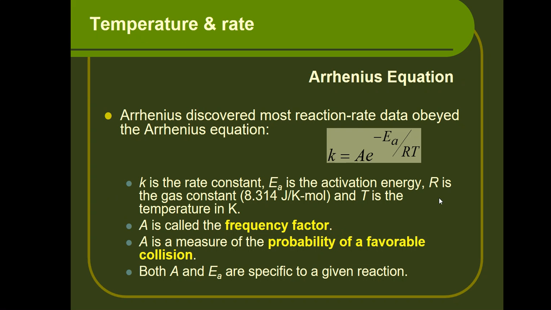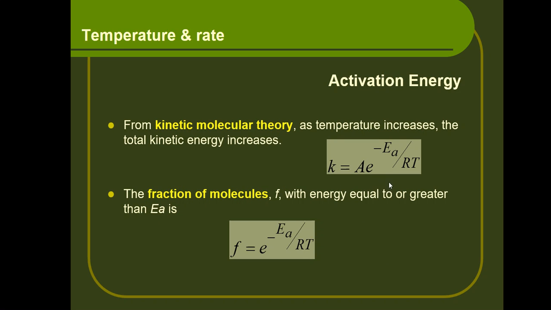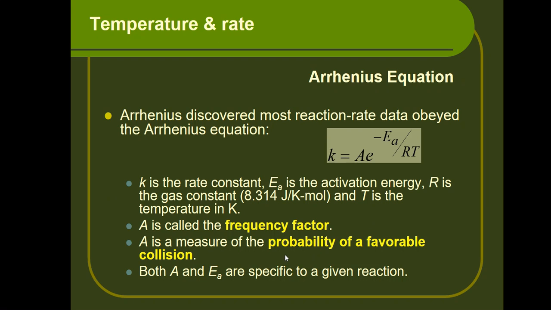Now, in the Arrhenius equation, we have the activation energy, and we have the gas constant. In joules per kelvin per mole, the value is 8.314. Your T should be in absolute temperature. As I mentioned a while ago, this A is the frequency factor. If this exponential term gives you the fraction of molecules having an energy equal to or greater than the activation energy, the A gives you the probability of a favorable collision.